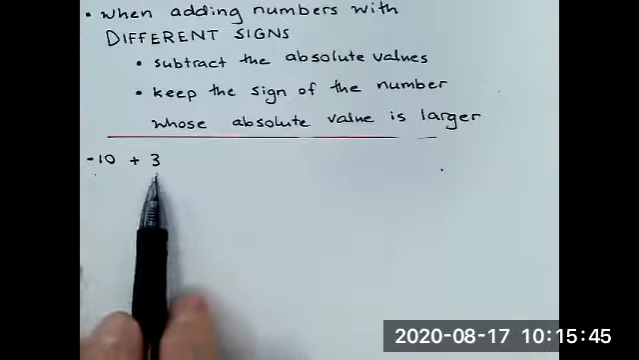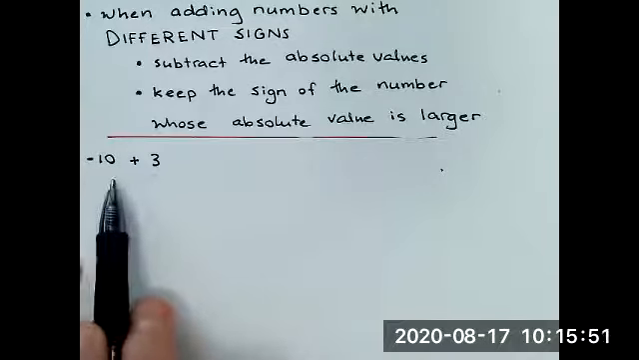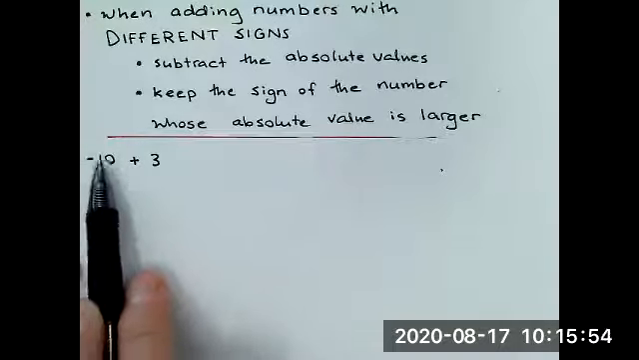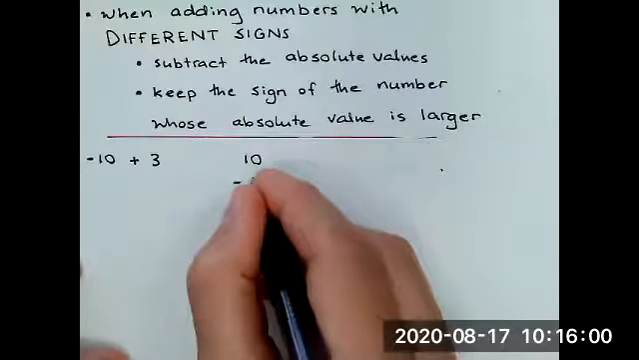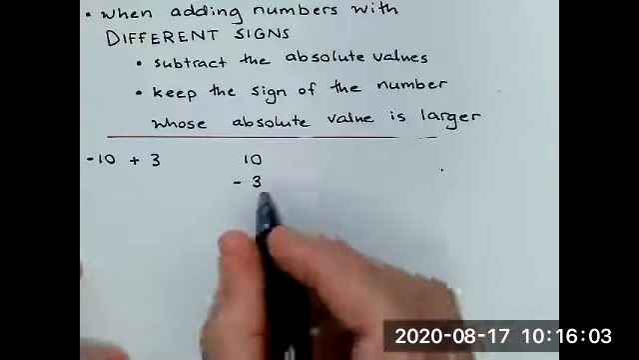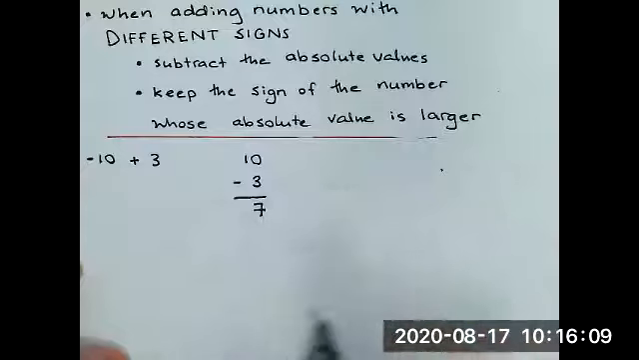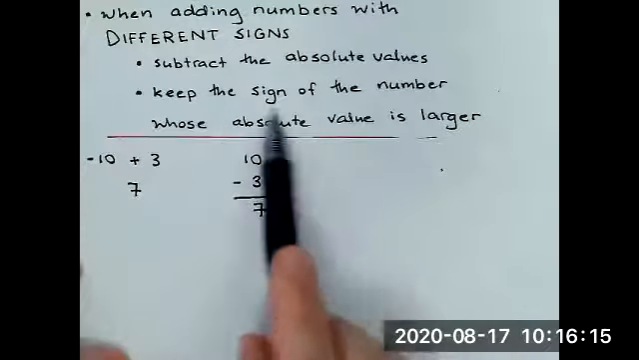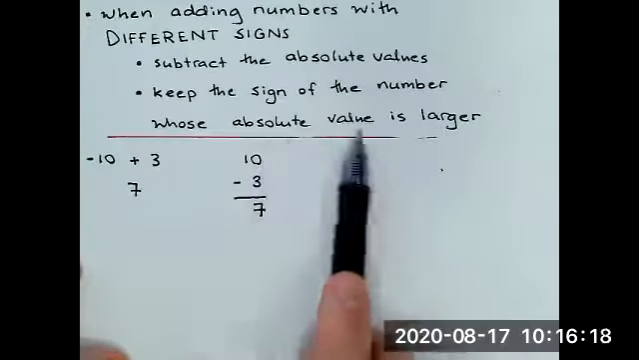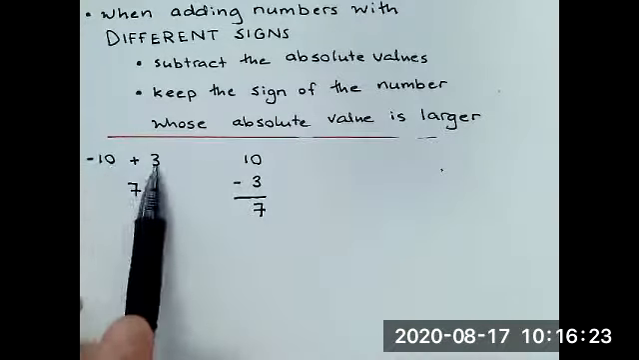All right, -10 and +3 have different signs. So we'll subtract the absolute values. Well, the absolute value of -10 is 10. The absolute value of 3 is 3. And since 3 is smaller than 10, you'll subtract 3 from 10. And then you have to decide the sign of your answer. So we keep the sign of the number whose absolute value is larger. And you know that -10 is smaller than 3, but its absolute value is larger.